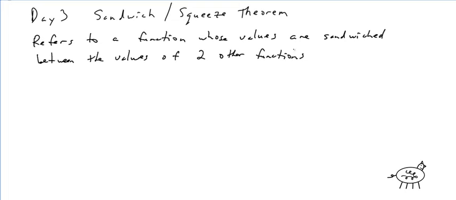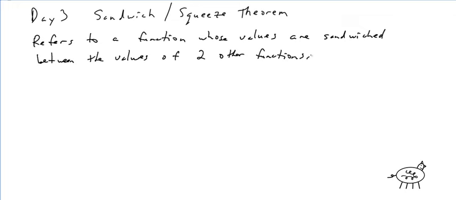Basically, if I have two other functions and I can find the limit of those two other functions, that means the limit of the one in between is going to be between those two limits. So if I can establish the limit to be the same for the left hand and the right hand side, then the function in the middle has to also be the same.